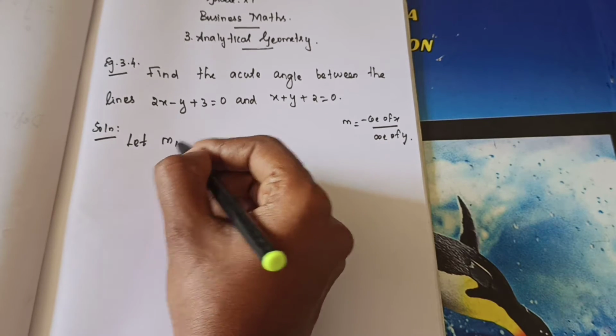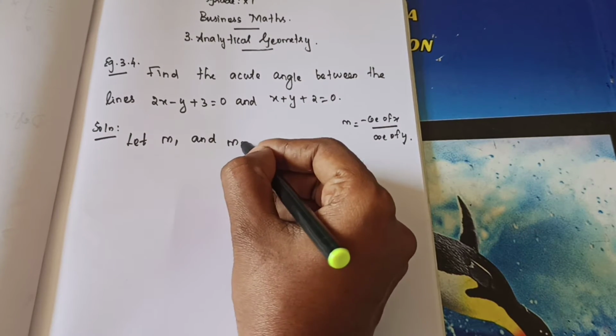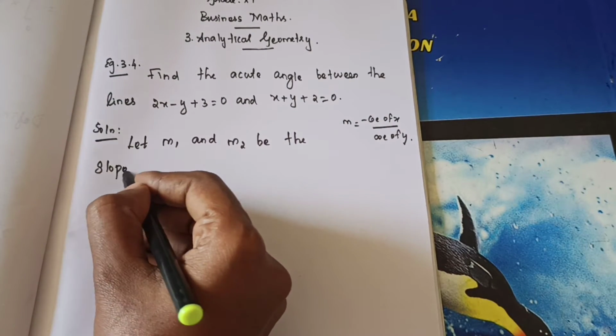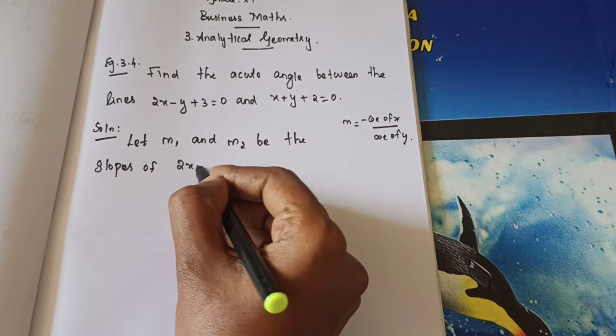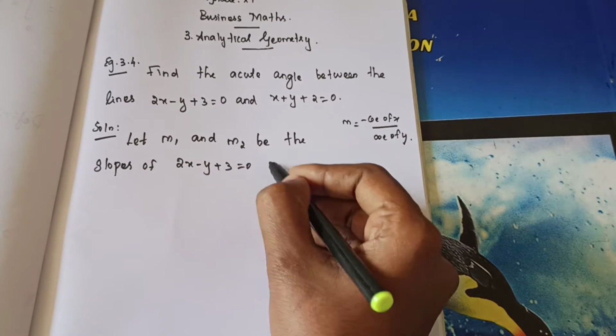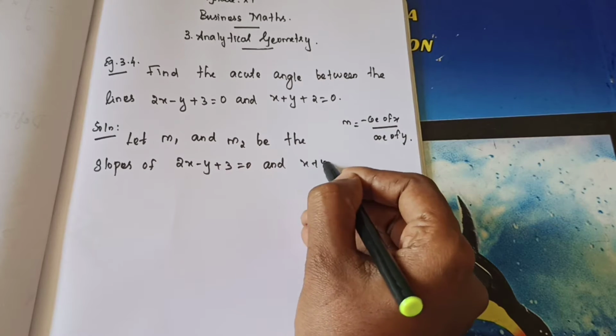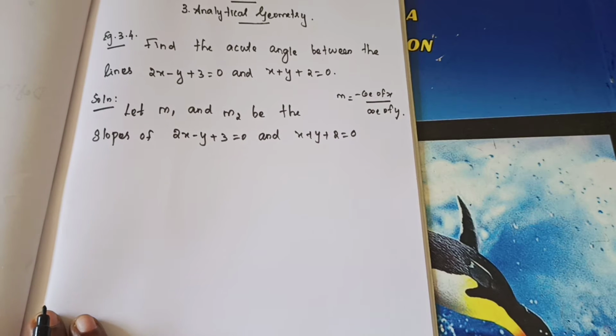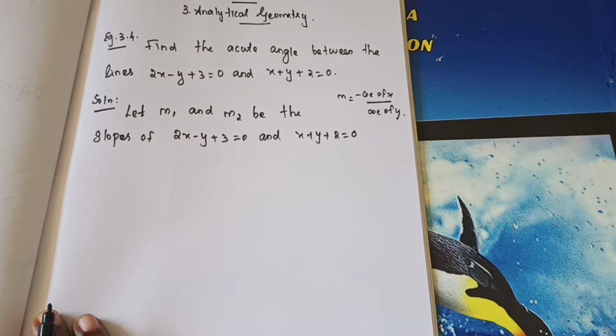Okay, so let us consider: let m1 and m2 be the slopes of 2x minus y plus 3 is equal to 0 and x plus y plus 2 is equal to 0. So these two, m1 and m2, are the slopes. Two slopes we have considered. Understand, students? Then next, what will you do?